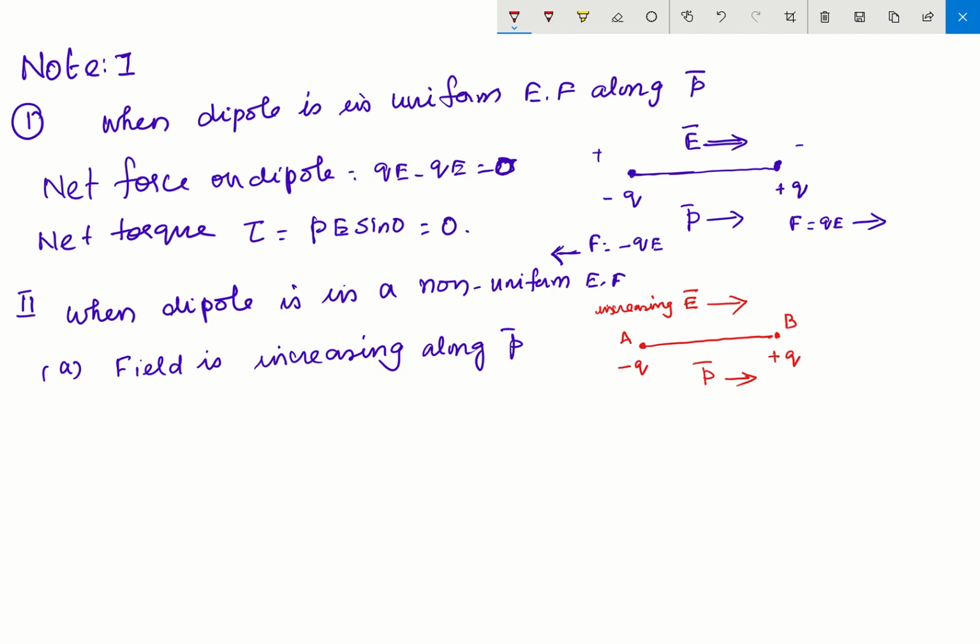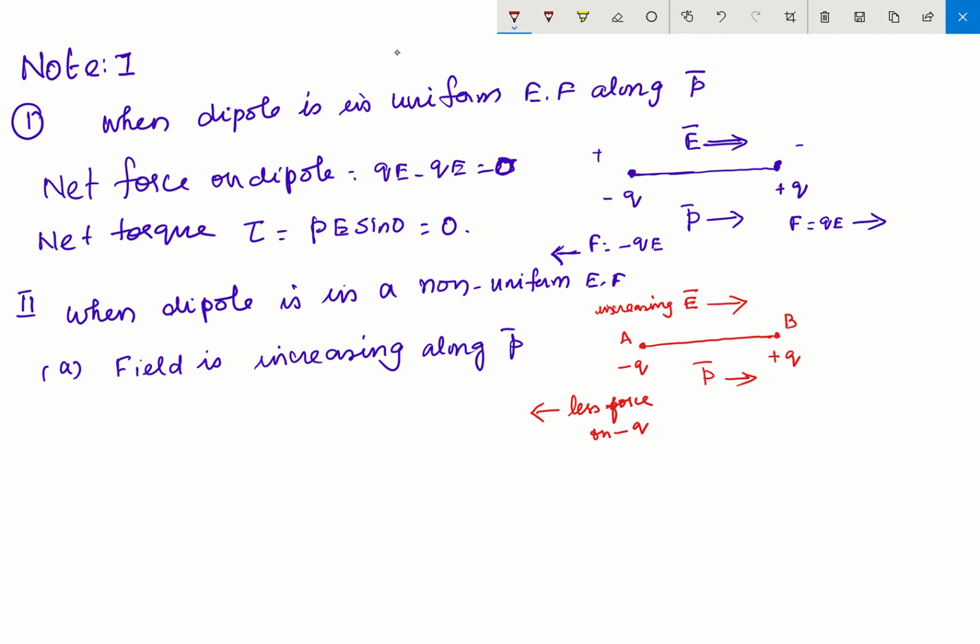Therefore, how do you say what F is here? At A the field is less, at B the field will be more. F equals Q into E. Therefore, when you compare, there is less force on minus Q. Less force on minus Q, and the direction will be in this direction.